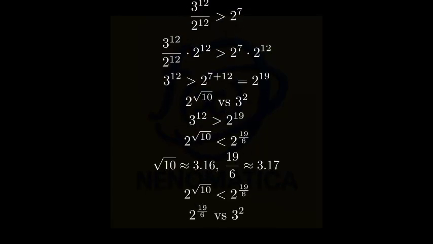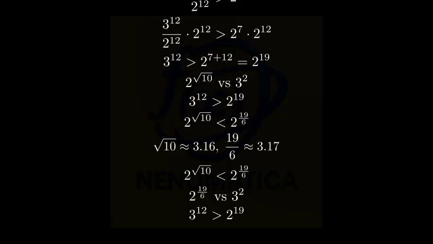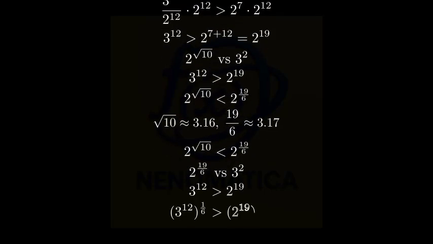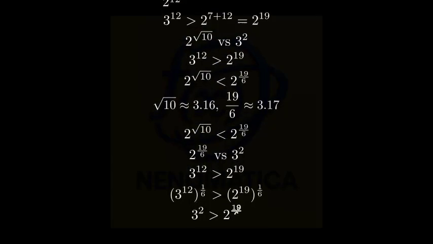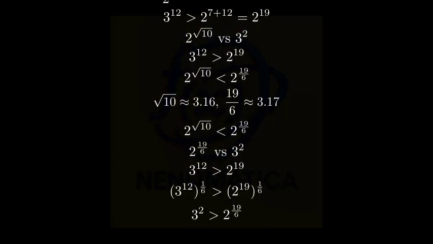Now, we need to relate 2 to the 19 over 6 power with 3 squared. Let's work with our inequality: 3 to the 12th power is greater than 2 to the 19th power. We can raise both sides to the 1/6 power. 3 to the 12 times 1/6 power is greater than 2 to the 19 times 1/6 power. This simplifies to 3 squared is greater than 2 to the 19 over 6 power.